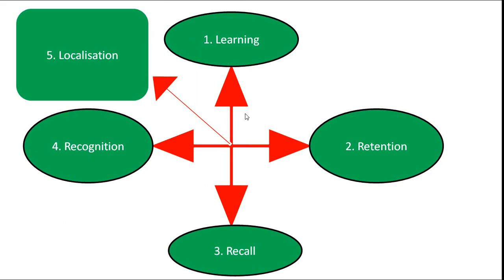So the first 4 points, learning, retention, recall and recognition, are the important points of the process of memory. Localization is actually added here by some psychologists for the need of this point. Mainly these 4 points are important, but localization is not so important regarding the process of memory. So let's begin with learning.